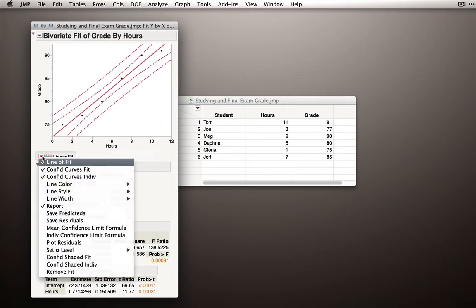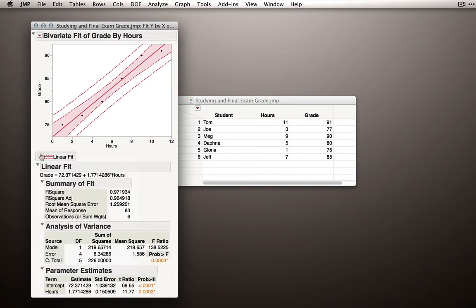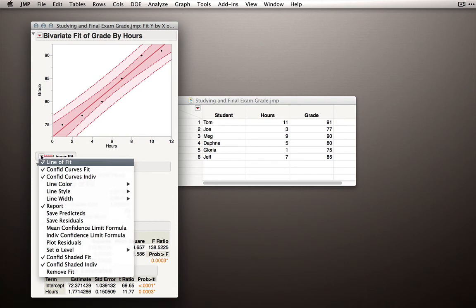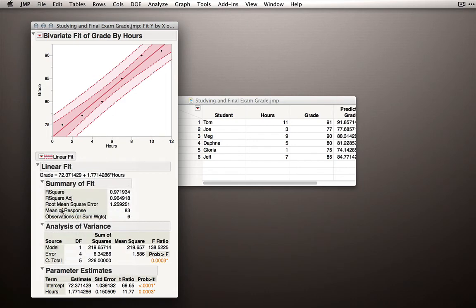Let's look at some of the other options. We can also shade these, and if you're actually producing these and printing them out, I would recommend shading them. It actually looks a lot nicer, and I think gives a nicer view of the actual uncertainty. Also under here, you can save the predicted values from our model. This will actually save what is predicted for each individual to your data table. Let me do that and show you what that looks like.